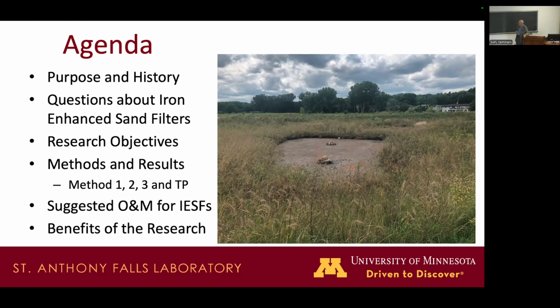And then we're going to talk about some operation and maintenance, some suggested operation and maintenance for these iron-enhanced sand filters, and then I'll finish with the benefits of the research, which is kind of a recap, telling you what I just told you.